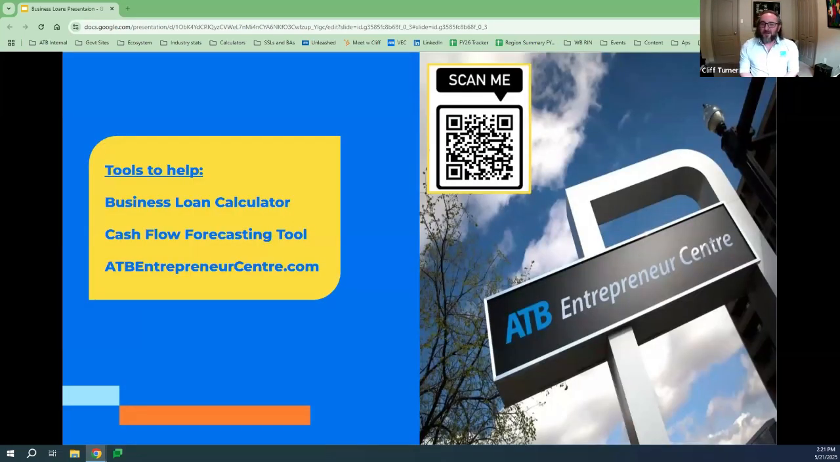So again, the QR code will take you to that website. And a couple of the tools I'd suggest looking at is the business loan calculator. You can easily calculate out a couple different loan scenarios and compare them all on one screen. It's kind of handy to use. And then you can take that and put it into our cash flow forecasting tool, where you can actually month by month over a 2-year span kind of look at, okay, here's what my payments will be.